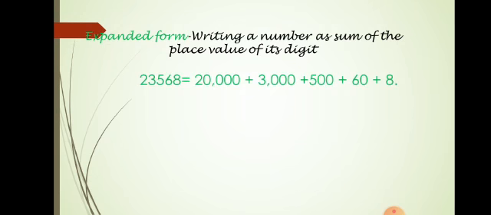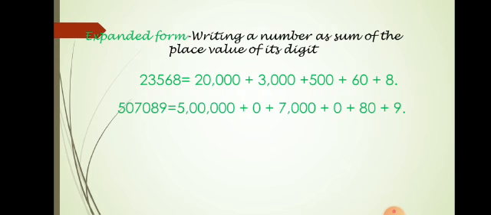Take just an example. Here I have taken 23,568. So the place value of 2 is 20,000, place value of 3 is 3,000, place value of 5 is 500, place value of 6 is 60, place value of 8 is 8. If we write this in the form of a sum, it is known as expanded form.